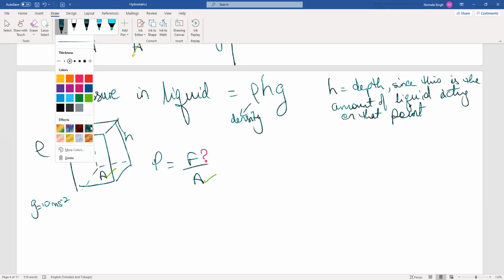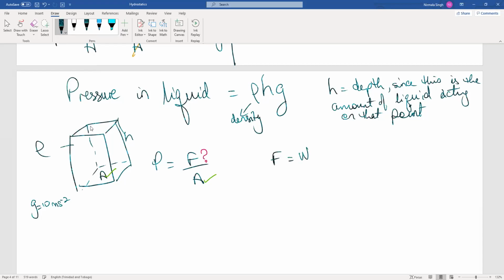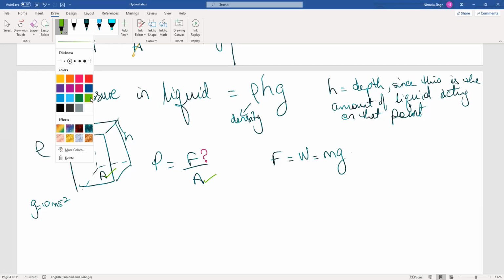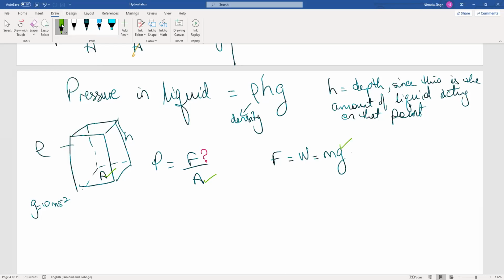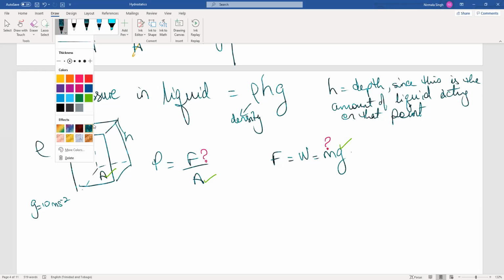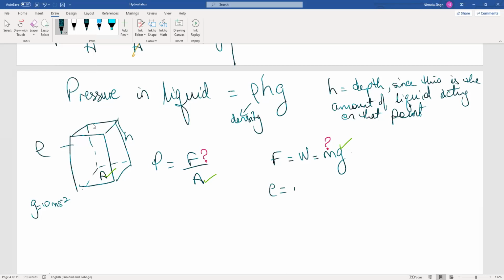I know force is equal to your weight, which is your mass by gravity. I do have gravity because gravity is always a value that we have. So we now need to find an expression for mass. Rather than sit down there and be lost, I know that density is equal to mass over volume, which can be manipulated to give us mass is equal to density by volume.